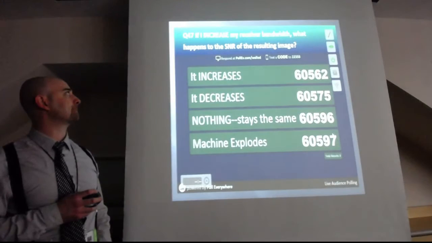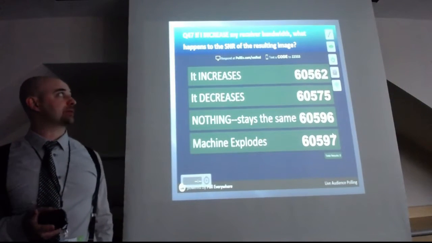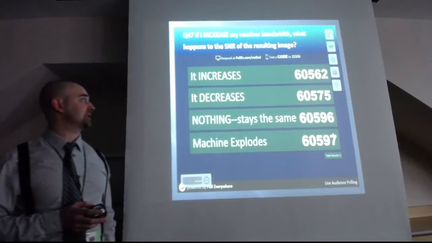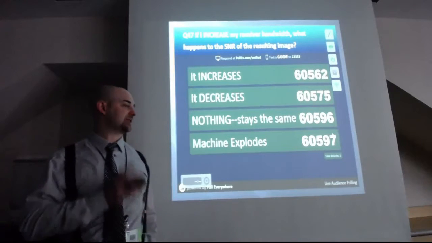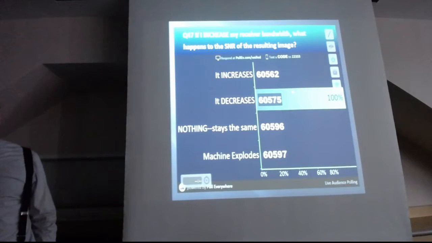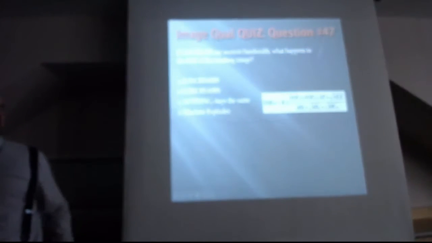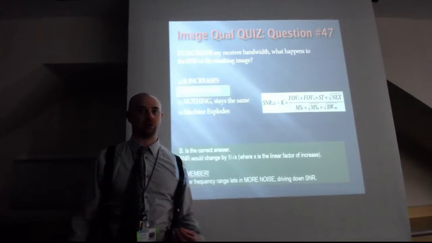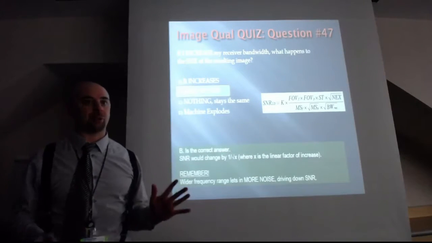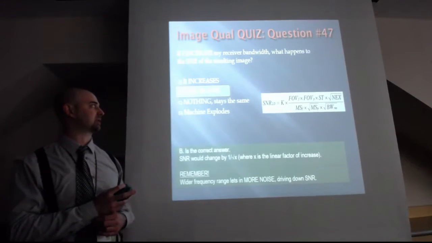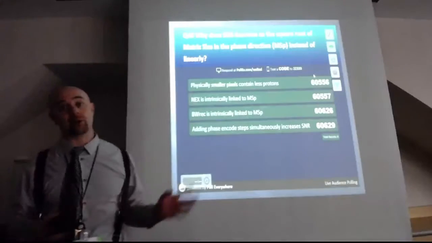Okay. If I increase my receiver bandwidth, what happens to the SNR of the resulting image? Does it increase, decrease, nothing, stay the same, or machine explodes? Increase the bandwidth. Good. Decreases the signal to noise. That is exactly correct. In our equation, receiver bandwidth is in the denominator as a square root, right? So you're increasing the number of frequencies you're listening at, which increases the amount of noise superimposed upon the signal you measure, without increasing the number of protons.